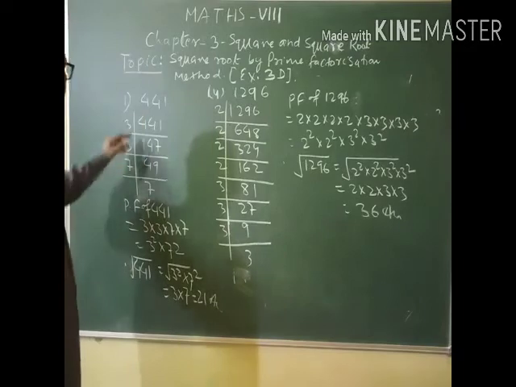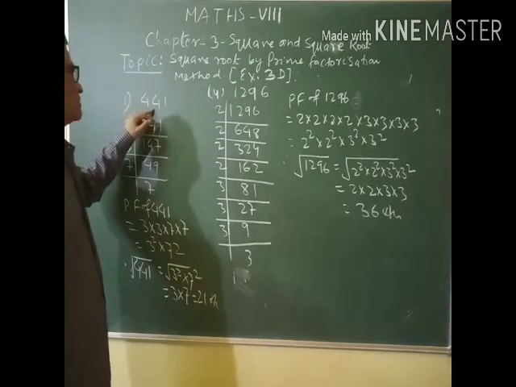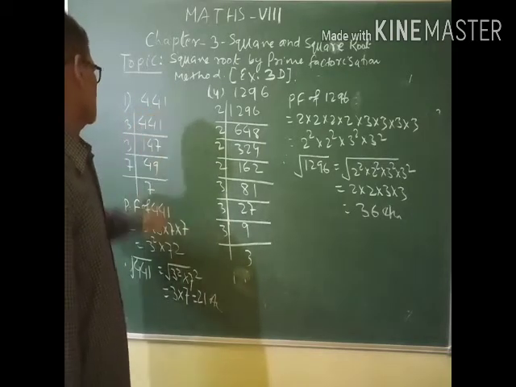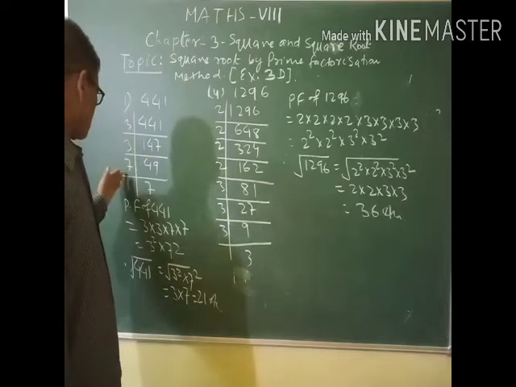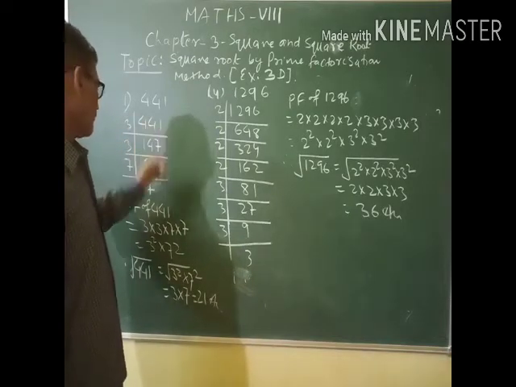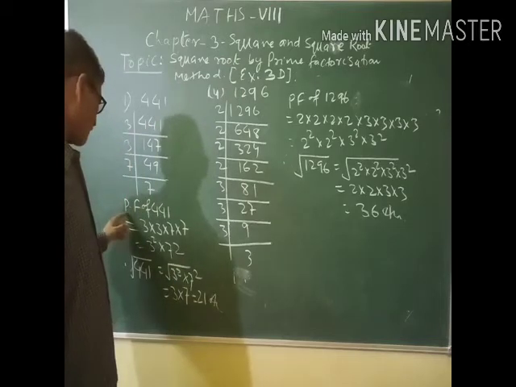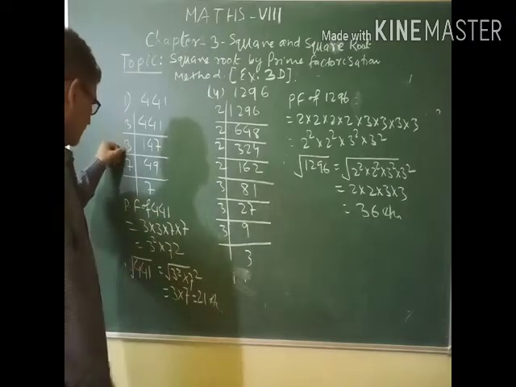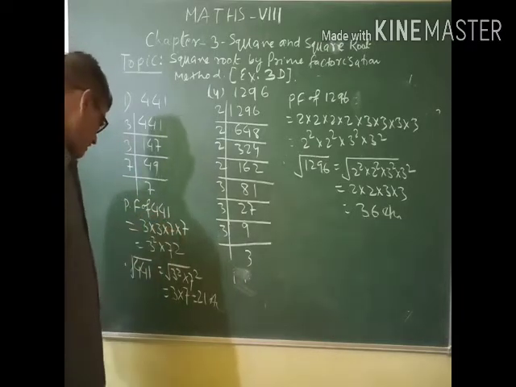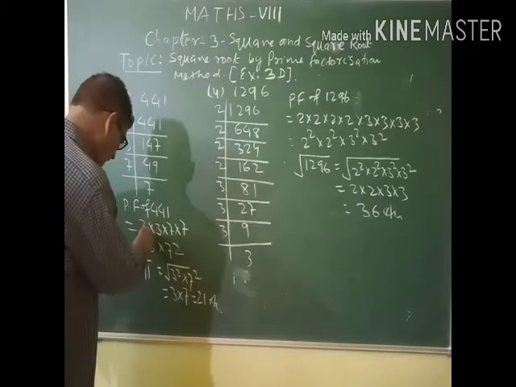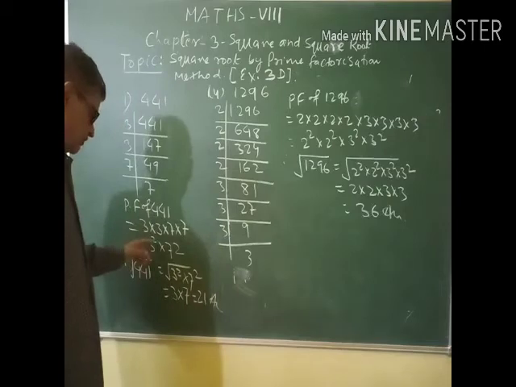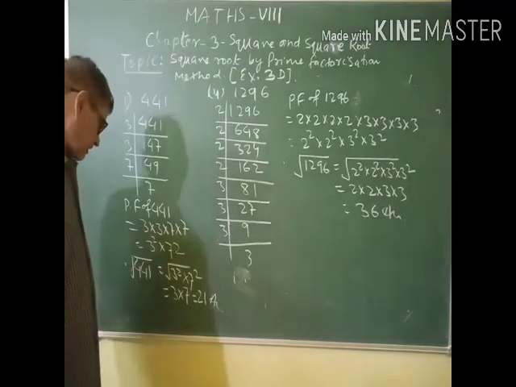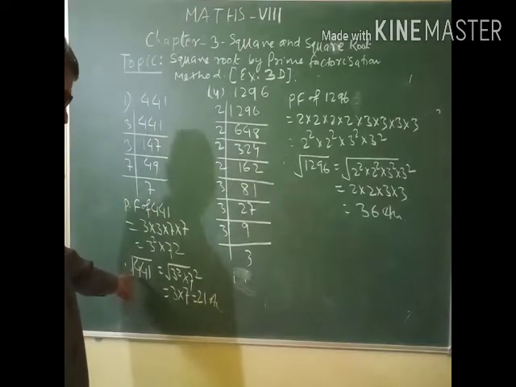So let us see, this is number 441. We have to find the square root of 441. I have done the prime factorization of 441, and it is equal to 3 into 3 into 7 into 7. Now you can write 3 square into 7 square, and this is how we find the square root of 441.